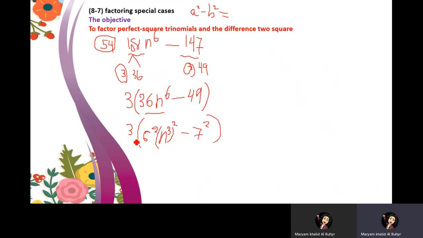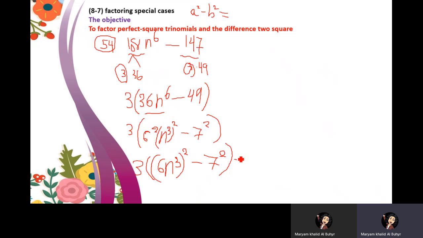I did more steps here to show you. Can I raise all these two numbers to the power 2? Yes. It is like the opposite direction from the things that we learned in chapter 7. So 6n to the power 3, all this to the power 2, minus 7 to the power 2. Great. Now I have a difference between two perfect squares.